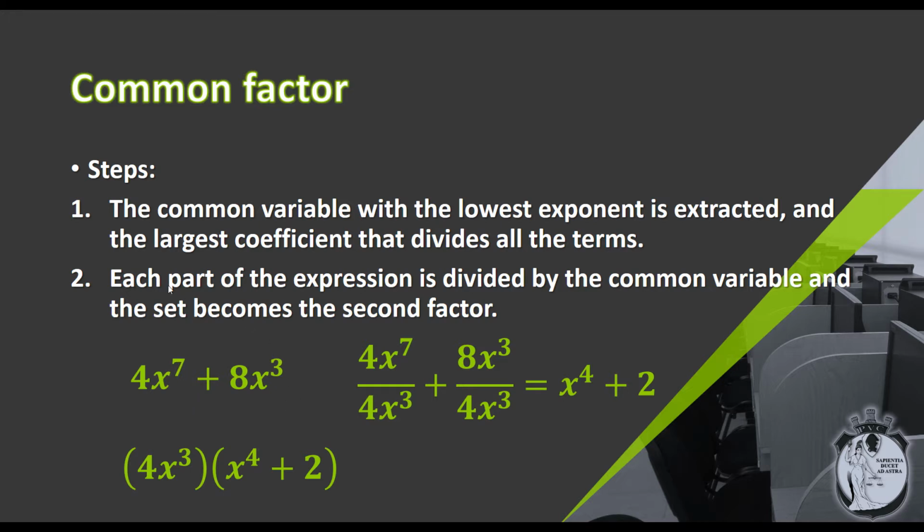Okay, and you need to select the largest coefficient that divides all the terms. Check here, you have 4 and you have 8. The largest coefficient that divides all the terms is 4. It can be 2, but it is not the largest. So your common factor is 4x cubed, because 4 divides the two terms, x is the common variable, and cube is the lowest exponent.